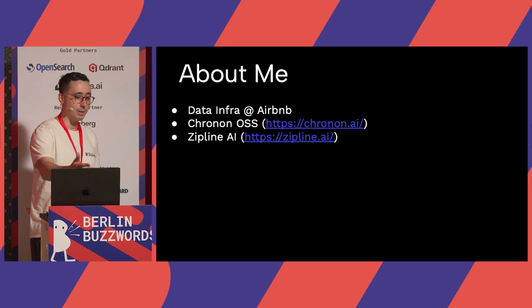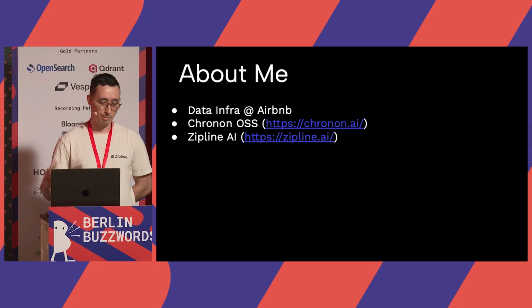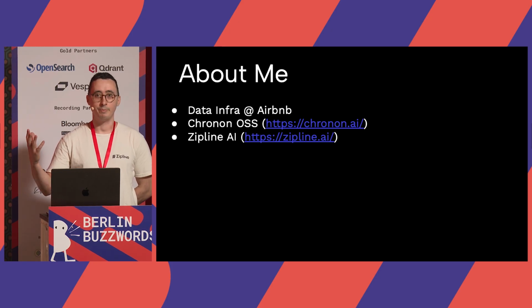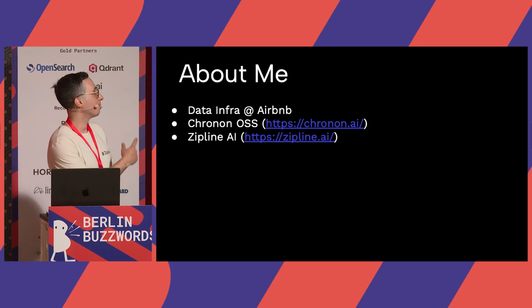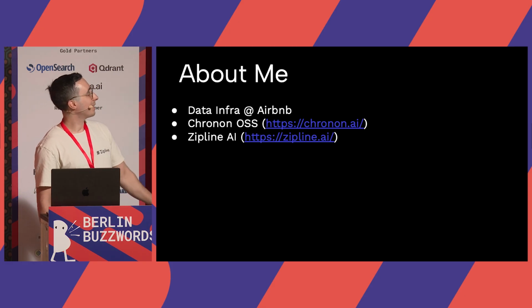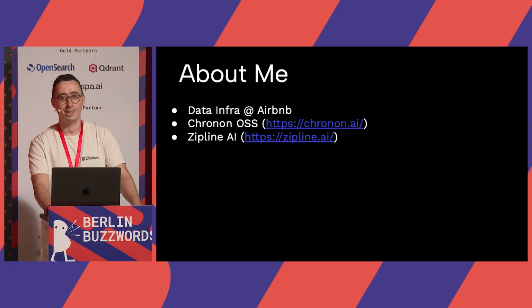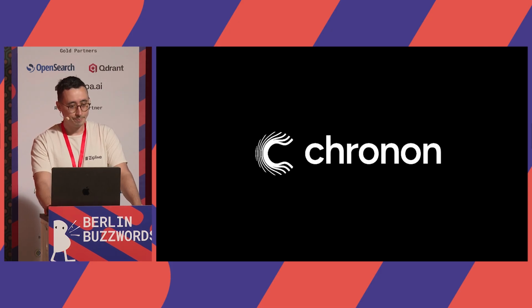So Chronon was an open source project that we built while at Airbnb. And more recently, about 2 years ago, a couple of us left Airbnb and started a company around the project. That company is called Zipline. You can't see the URLs too well here on these slides, but it's chronon.ai and zipline.ai, the two websites if you want to learn more about the project and the company.